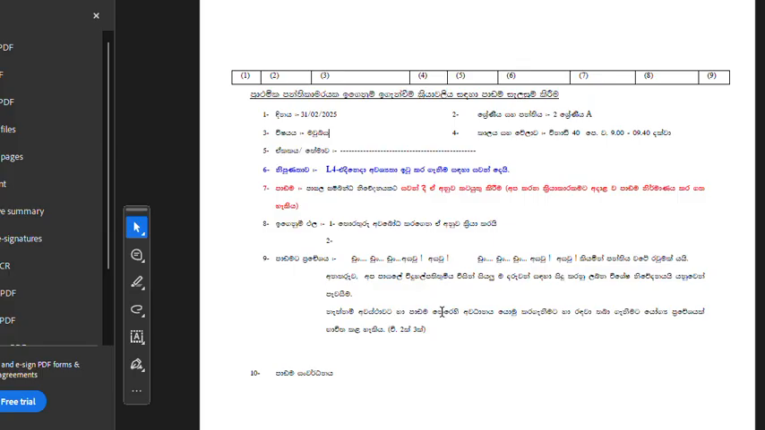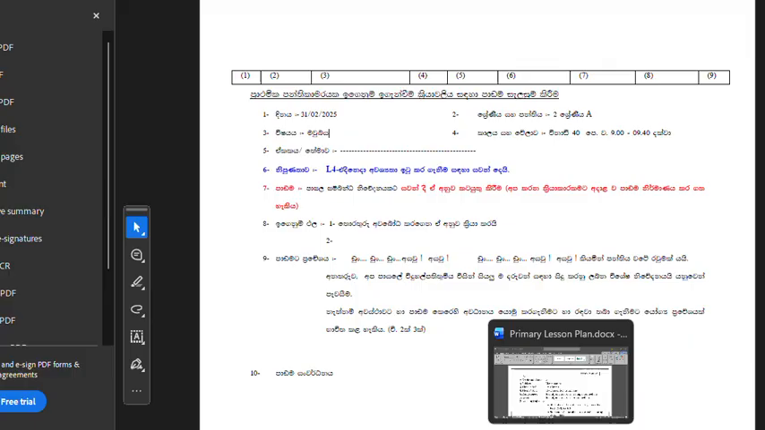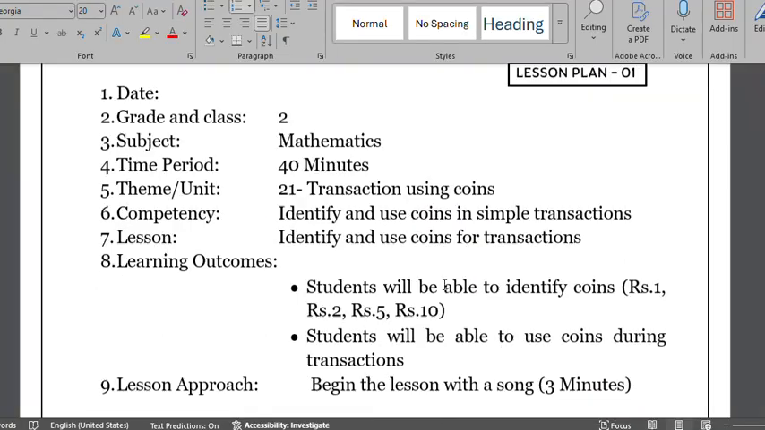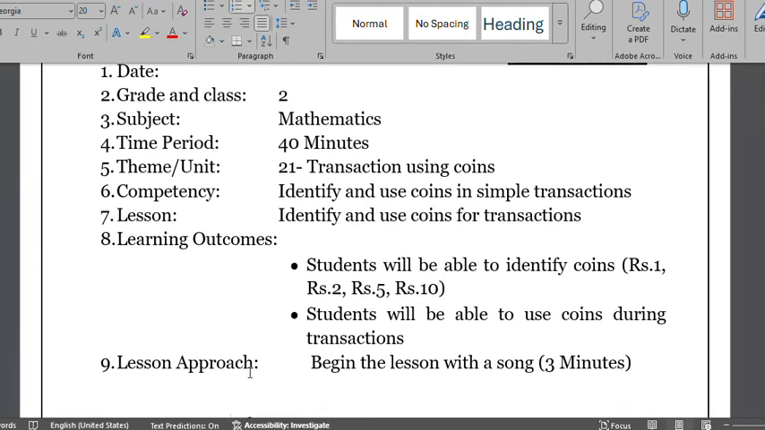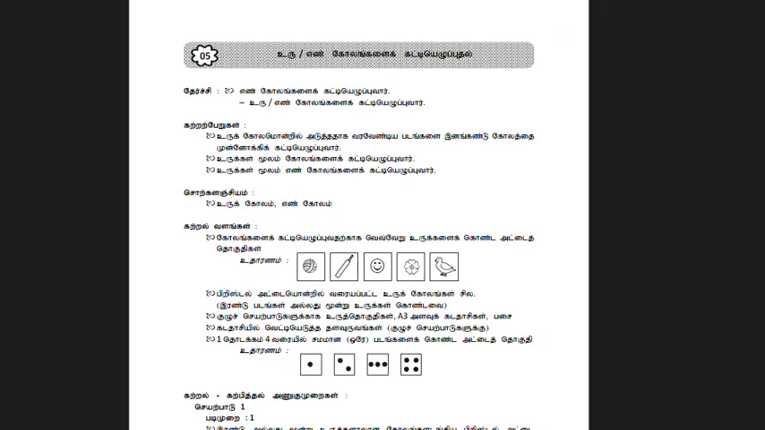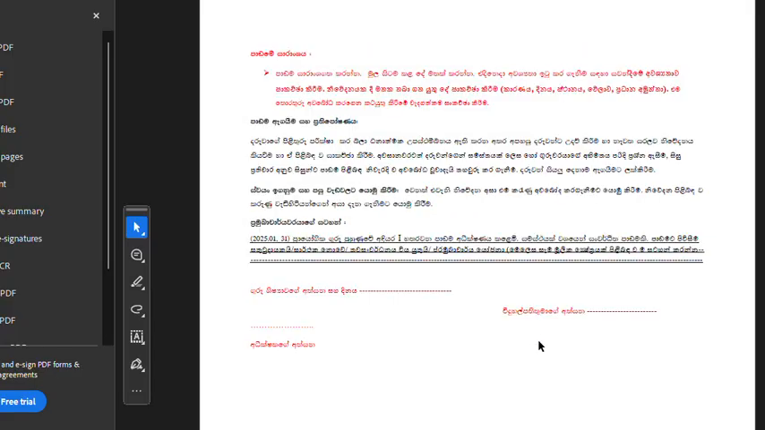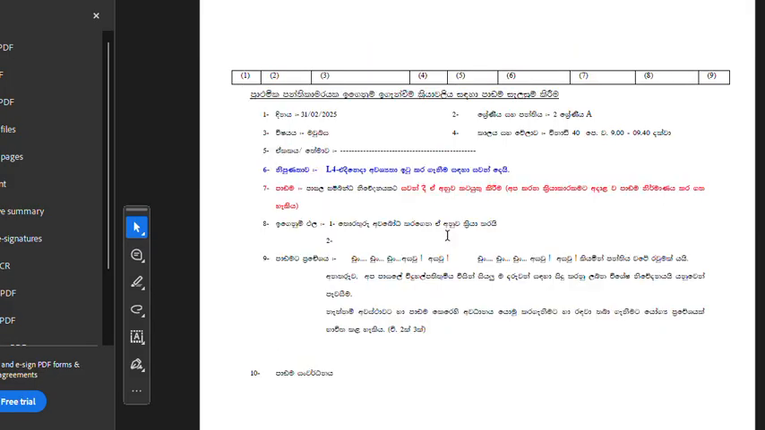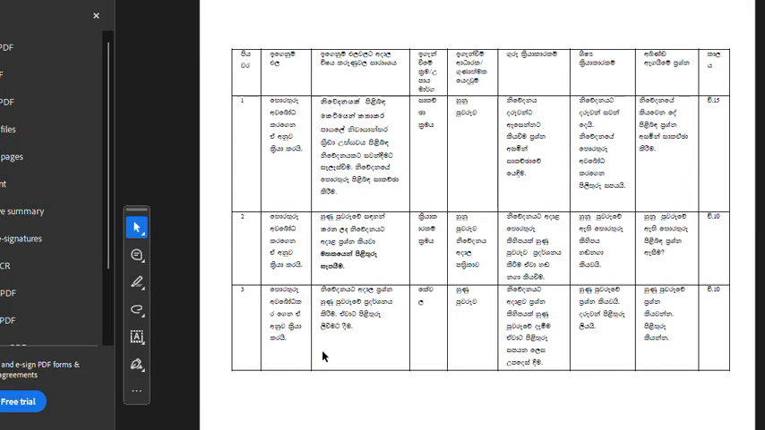Here they have mentioned the date, here the grade and the class, here the subject, here the time period, and here the theme. This is the competency, and this is the unit, and this is the learning outcomes. Then the lesson approach is the ninth one, and the lesson development, along with the 10th one, padama sanvadanaya, they have mentioned here.